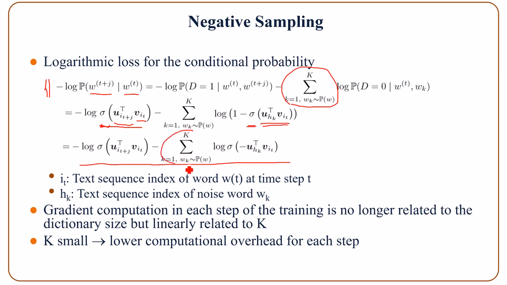Looking at the sum, we could see that this sum doesn't depend on the whole dictionary. Taking the gradient or the derivative of the log loss, we still have the sum in there, and the sum doesn't depend on the whole dictionary size, and it is just related to k. When k is small, then we have lower computational overhead for each step.